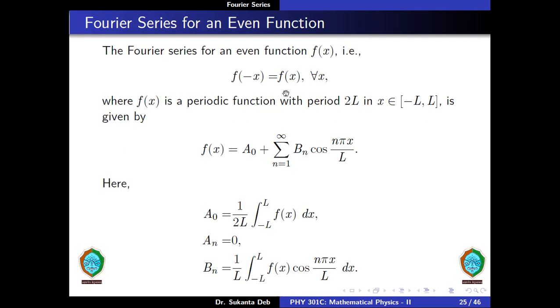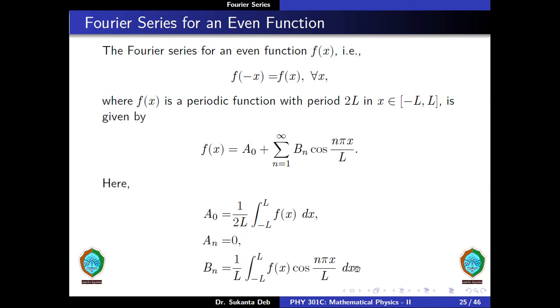Fourier series for an even function. We know that an even function is defined as f(-x) equal to f(x) for all x. So where f(x) is a periodic function with period 2l in the range minus l to plus l, it is given by f(x) equal to a naught plus summation over n equal to 1 to infinity b_n cos(n pi x by l), where a naught is equal to 1 by 2l integral from minus l to l f(x) dx, a_n is equal to 0, and b_n is equal to 1 by l integral from minus l to l f(x) cos(n pi x by l) dx.